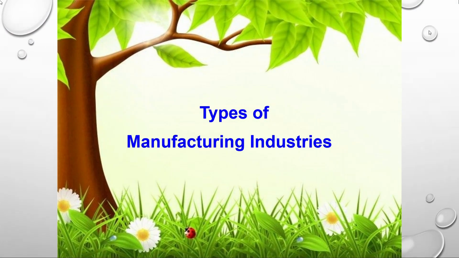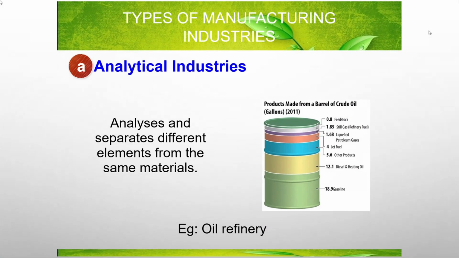Now, let's get into the types of manufacturing industries in detail. The first is the analytical industry. In this industry, it analyzes and separates different elements from the same material. For example, the oil refinery is producing diesel, petrol, jet fuel, feedstock, liquid petroleum gases, heating oil, gasoline, etc.